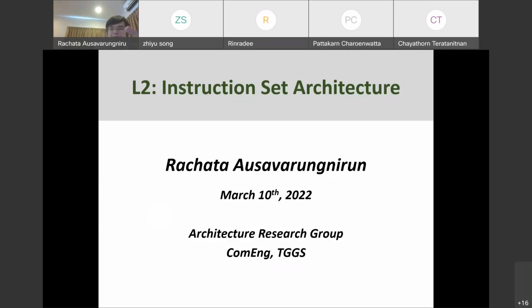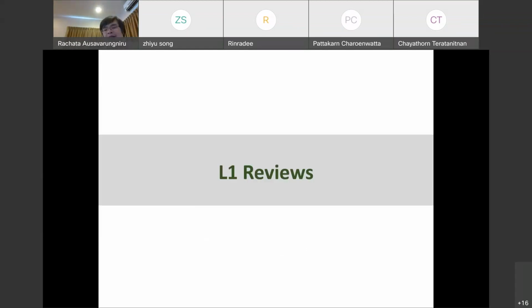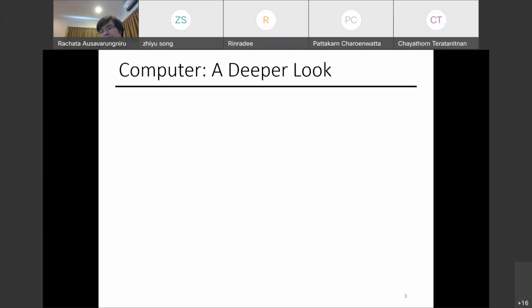Let's say I have a piece of hardware that operates on bits. How can I design a language for that hardware? So we'll learn about that today, right? So before we dive into that, we do have to review some of the material.